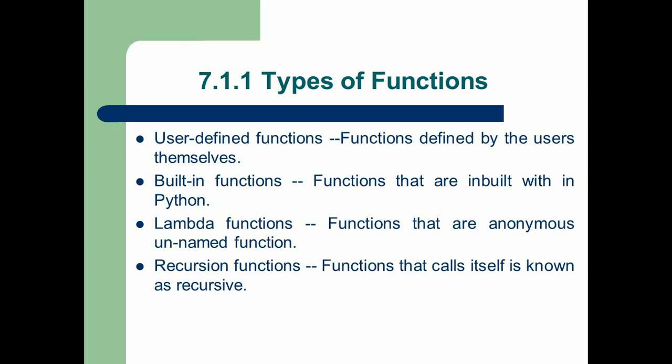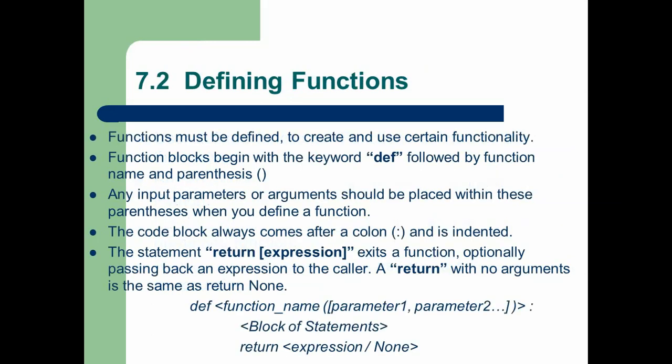The first function is user defined function. So how can we define a function? For defining a function, we should use a keyword called def. After that, we should give the name and then the parentheses. Within the parentheses, we should mention the parameters, that is variables used as input, or arguments, that is values as input.